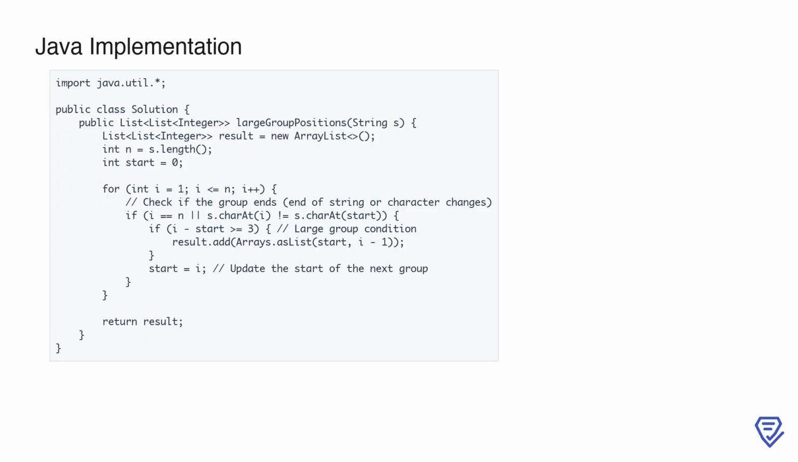The logic mirrors the Python solution, using a loop to identify groups of consecutive characters and checking if their size meets the large group condition, 3 or more. Key differences include explicit type declarations and usage of Java-specific collections like ArrayList and Arrays.asList for storing results.